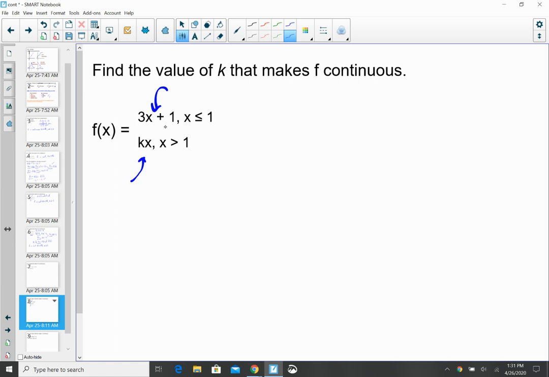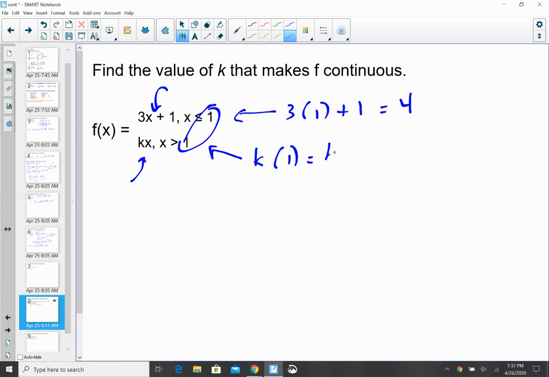All right, so what does this mean? Let's look at that. x equals 1. That's the meeting point. So when x equals 1, this top part up here would be 3 times 1 plus 1, which would be 4. If x equals 1 here, this would be k times 1, which just equals k. So once you've plugged in those numbers to each piece, just set them equal to each other and solve. Oh, there's nothing else left to solve. That's it.